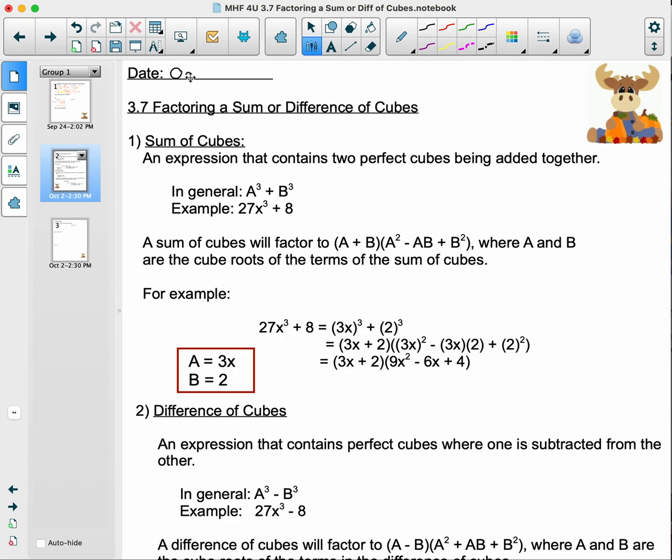Okay. Today is October. I'm struggling with this pad today. There we go. So you're watching this on the 10th. Voila.